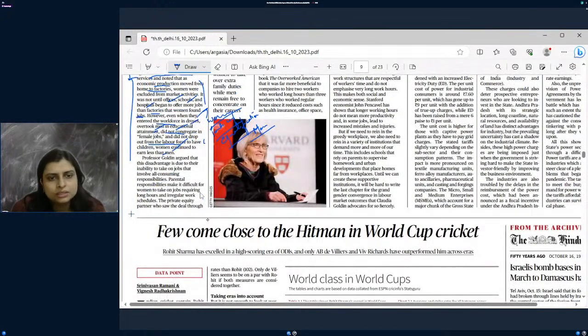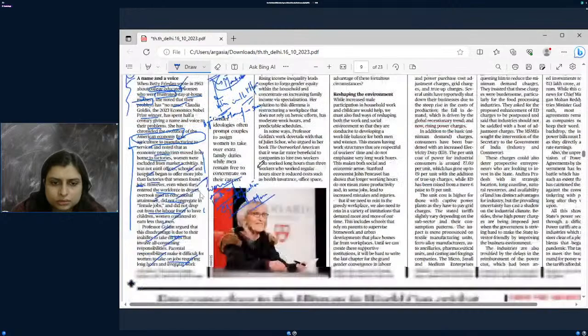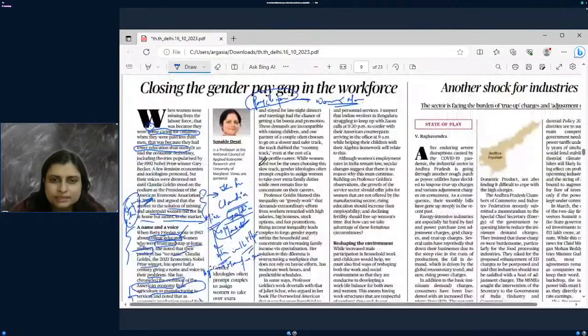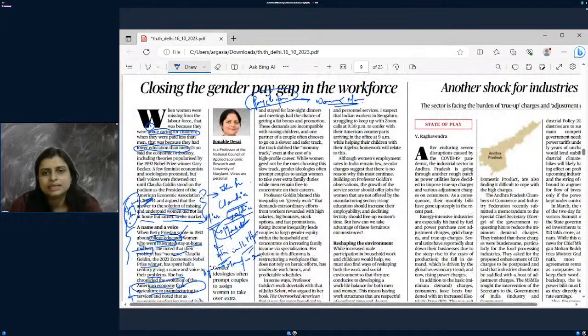Professor Gordon argued that this advantage is due to their inability to take on jobs that involve all-consuming responsibilities. Parental responsibilities make it difficult for women to take on jobs requiring long hours and irregular work schedules. The private equity partner who saw the deal through and stayed for late night dinners and meetings had the chance of getting a fat bonus and promotion.